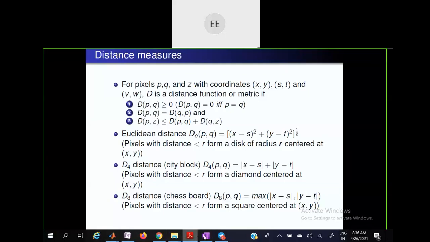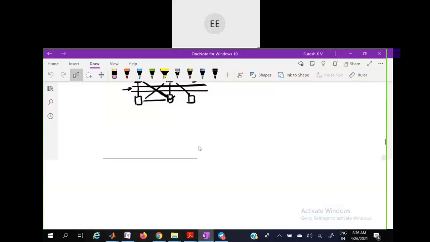Let us just try to solve a simple problem on this. Assume that I have a 100 cross 100 image.